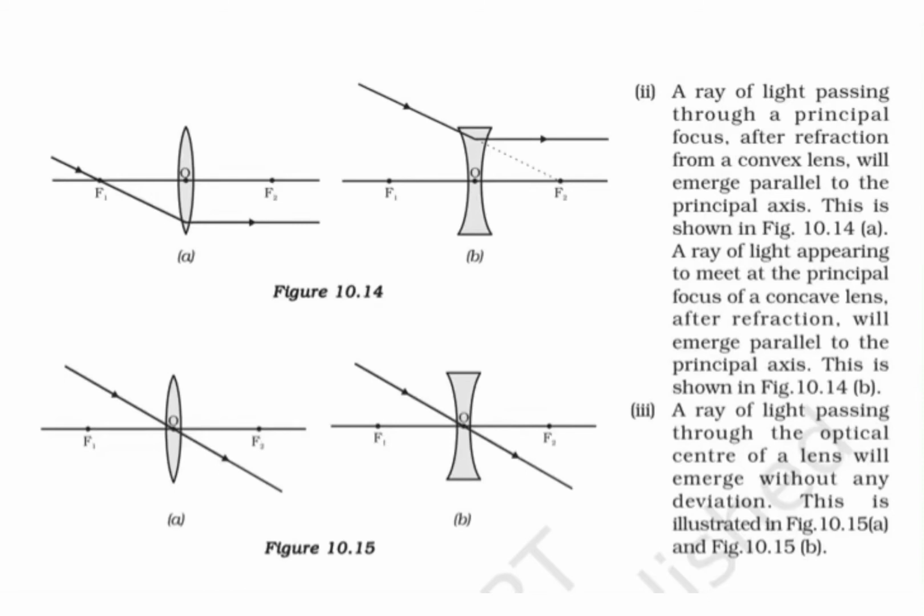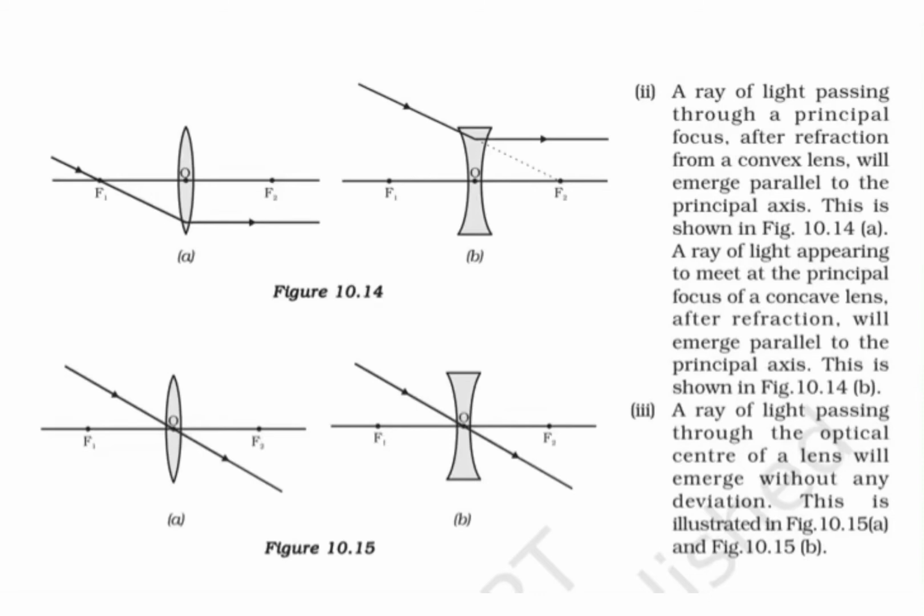Third rule, a ray which is passing through optical center O follows the straight path without suffering deviation, means it is not bending and it is following the straight path. You can see in the first diagram, a ray passing through optical center of convex lens is following the straight path without getting deviated. Similarly, in figure B also, it is following straight path without getting deviated for the concave lens. So these were the rules for refraction of light through spherical lenses.